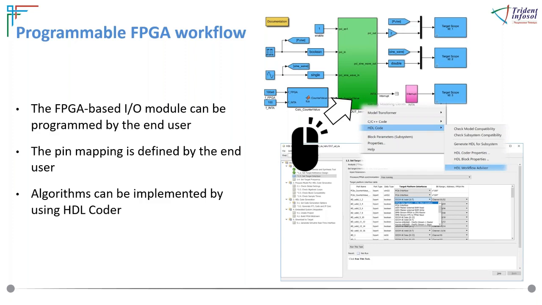There is also an HDL coder integration package which is dedicatedly available for Speedgoat hardware. So you can decide which particular block of your model requires to run on FPGA for achieving a higher sampling rate or sampling frequency. Then you can decide that particular block and you can go with the HDL coder workflow.